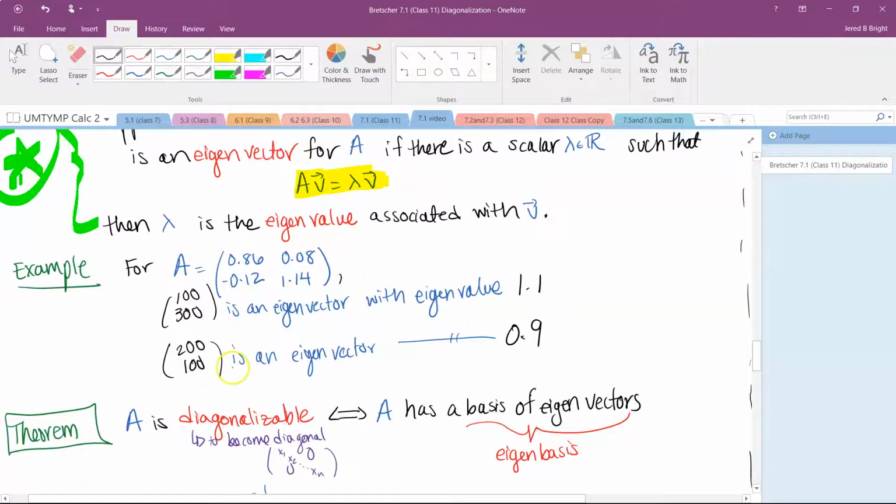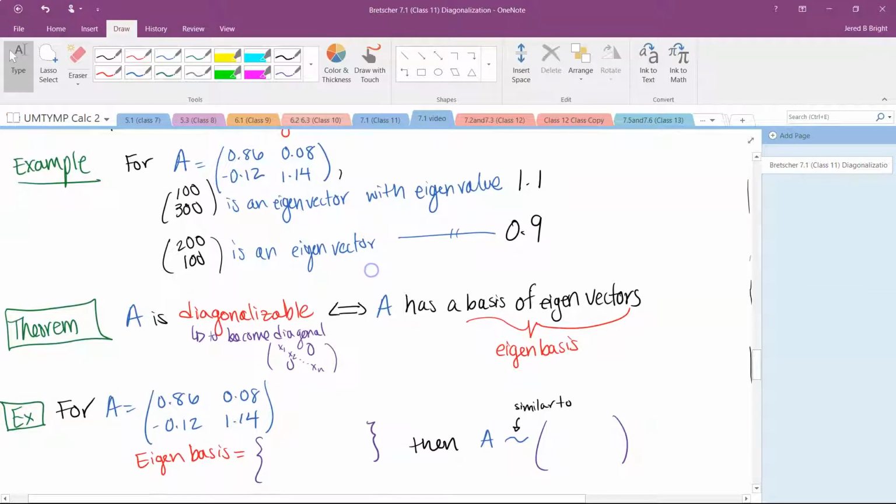And so we can see that in our last example, we had two eigenvectors. We said that they formed a basis earlier, so we can say that the eigenbasis is our two eigenvectors, 100, 300, and 200, 100. Okay, and when we have this eigenbasis, then we can say it's diagonalizable, which means that it can be similar to a matrix where we have the eigenvalues along the diagonal, as we saw above. So there we go.